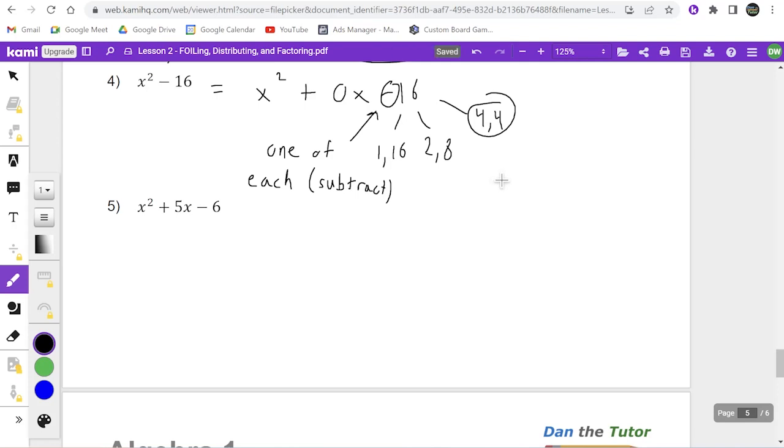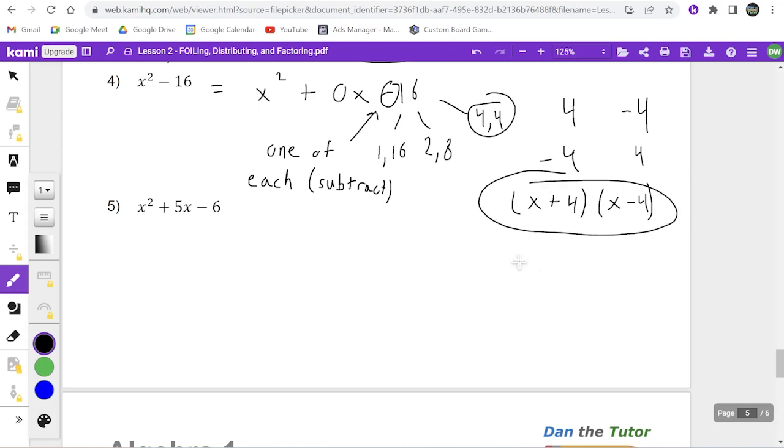Now, the good news about this one, we're lucky, because one's positive, one's negative. Does it matter which one you say is positive and which one's negative? No, it does not, because the order doesn't matter. So one answer is x plus 4 times x minus 4. That's correct. And then the other answer that's also correct is x minus 4 and x plus 4. And that's it for that one. Any questions?